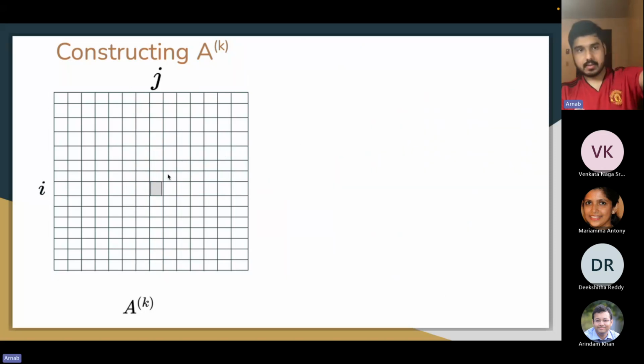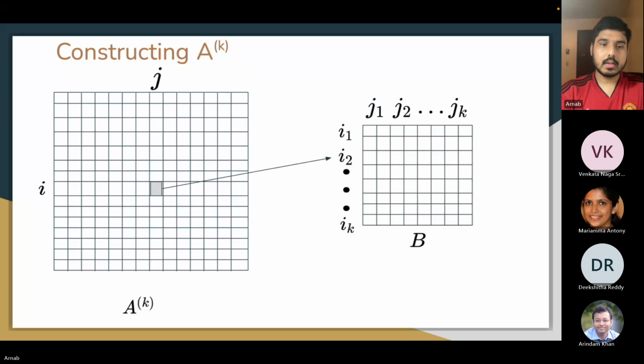Now we have to fill these matrix entries. So how do we fill them? Say we look at an arbitrary entry ij. The ith row corresponds to the set of indices I1, I2 up to Ik, and the jth column corresponds to a set of indices J1, J2 up to Jk. So you can consider the submatrix B in the original matrix A such that the row indices are this and the column indices are this. This will form a k cross k submatrix in the original matrix A.